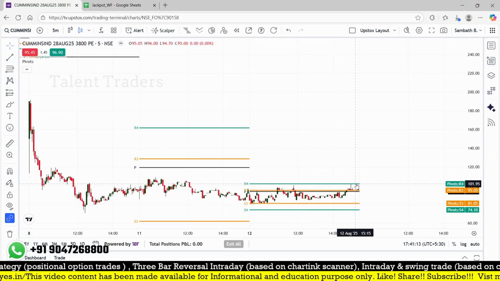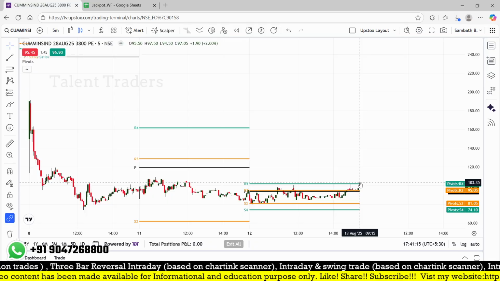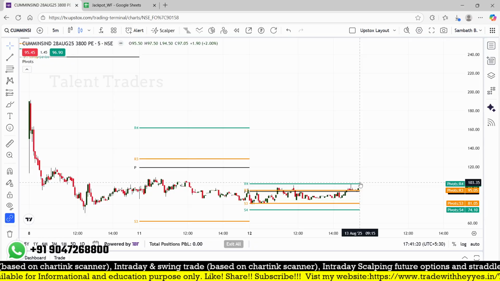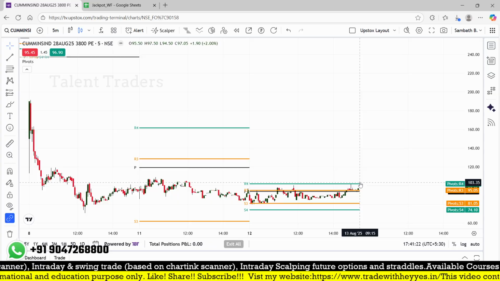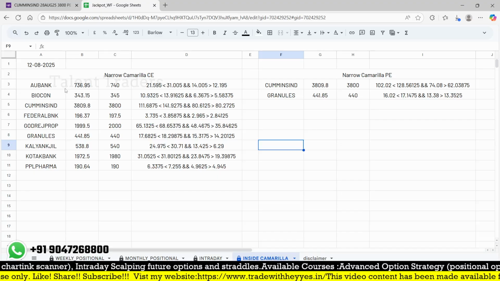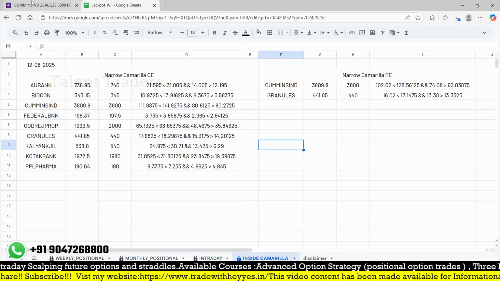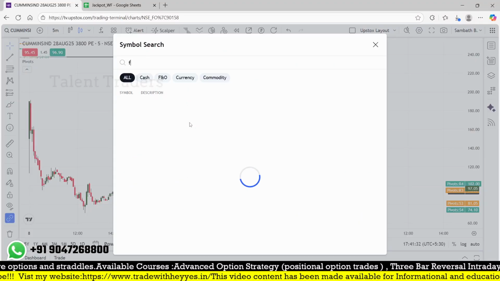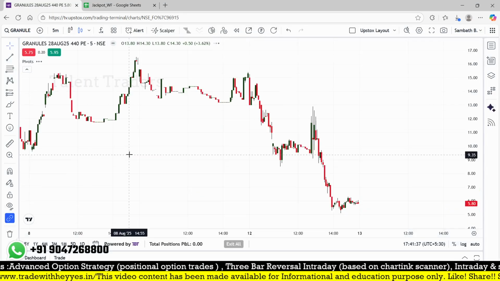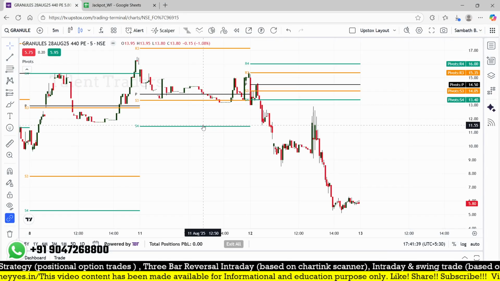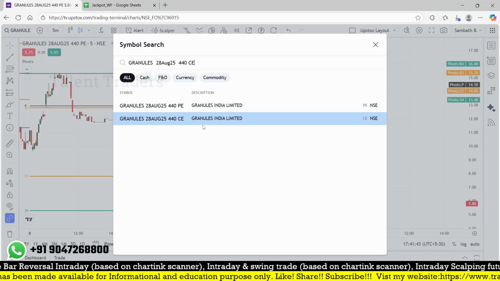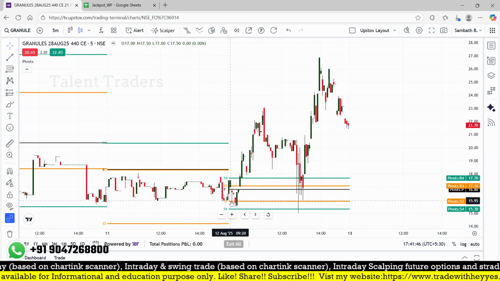In this case, it has not broken the R4, because the option is full of time decay, and instead of increasing, the decrease would be very fast. So in this case, it never breaks the R4 level. Granules 440. So how do we select the strike price according to the previous day's closing price? This one is Granules 440 call option.